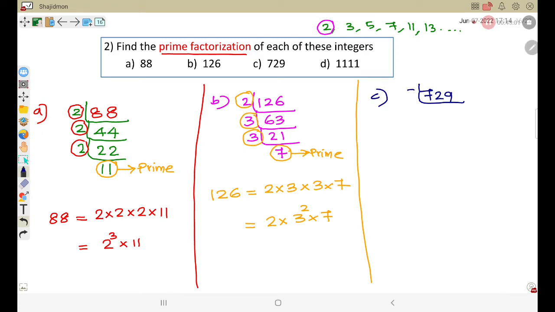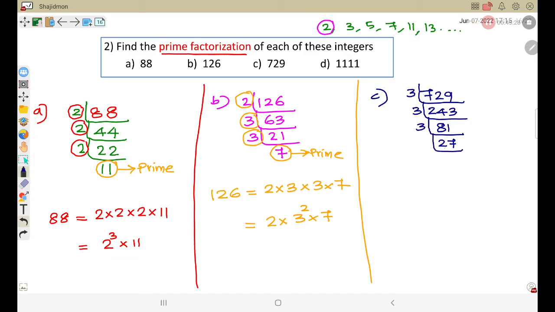729, can we divide by 3? Yes. How many times? 243 times. Now 243, can we divide by 2? No. So 243, check, can we divide by 3? Yes. How many times? 81 times. Now 81, can we divide by 2? Not possible. So can we divide by 3? Yes. So 81 divided by 3 means 27.